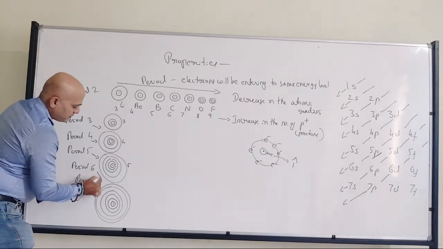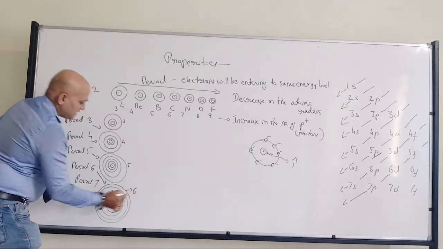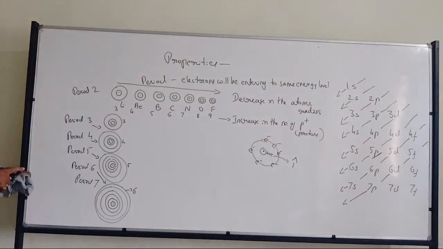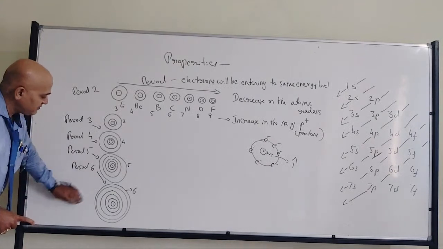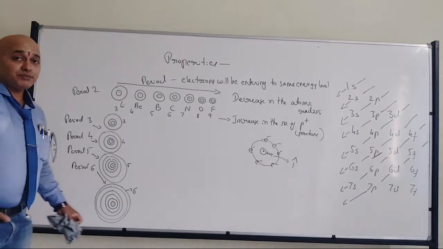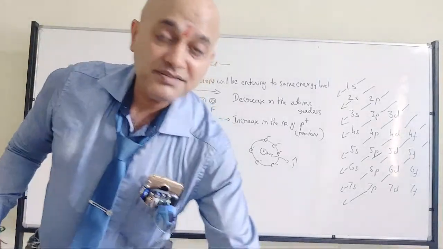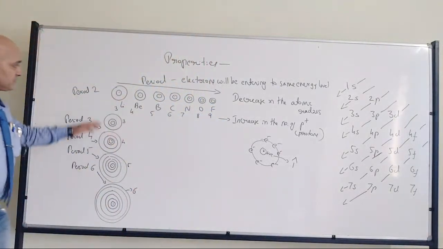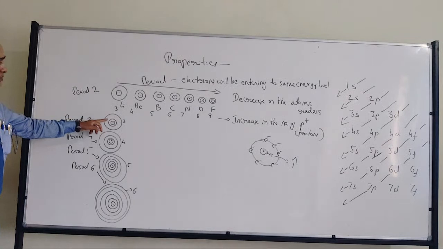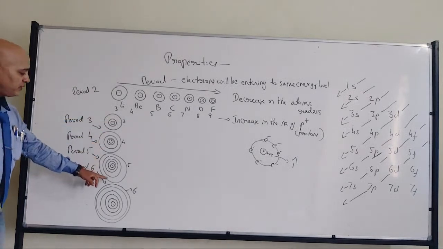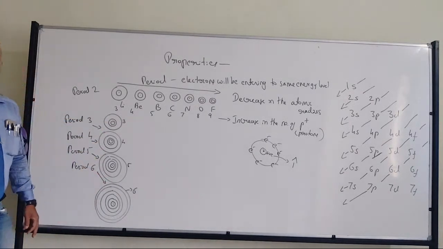Then comes period number 6, where the outermost energy level is 6. Period number 7 is not there because of lack of space. So that's where I have the elements: period number 2, period number 3, period number 4, period number 5, period number 6.